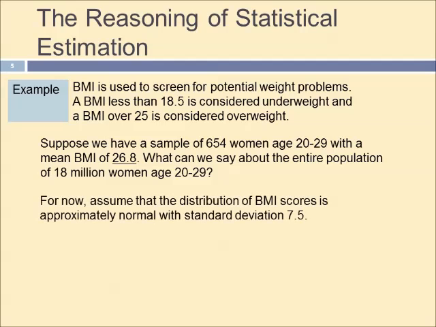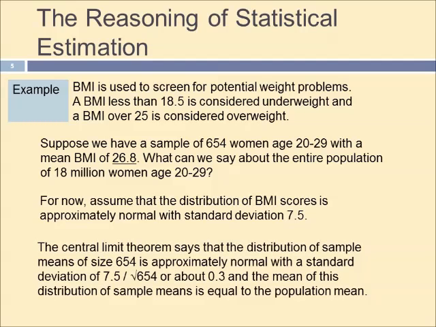Actually, quite a lot. For now, let's assume the distribution of BMI scores is approximately normal and has a standard deviation of 7.5. The central limit theorem says that the distribution of sample means of size 654 is approximately normal with a standard deviation of 7.5 divided by the square root of 654, or about 0.3. And the mean of this distribution of sample means is exactly equal to the population mean. And that's something we want to know.